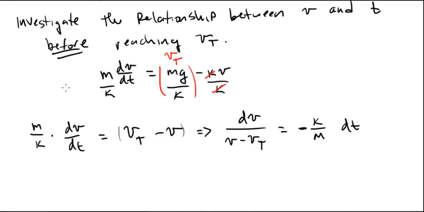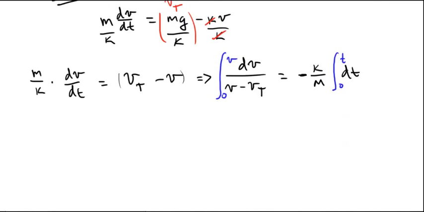And so now what I can do is I can go ahead and integrate this thing. I can integrate this from 0 to v, and I can integrate this from 0 to t, and then with a little bit of effort, we can see what we're going to get. We're going to get the natural log, and it's sort of interesting that the natural log pops out of this, but we get the natural log of vt minus v all over vt.